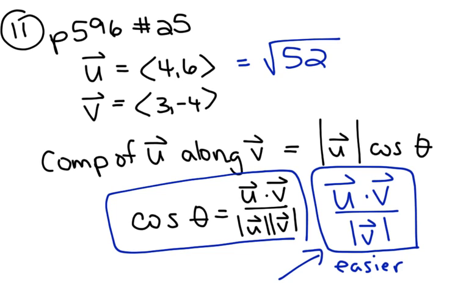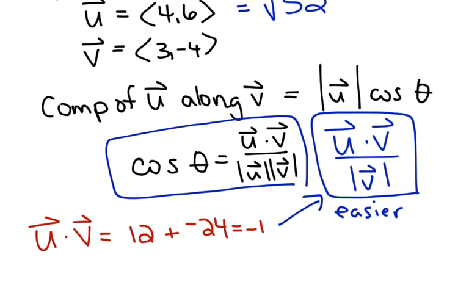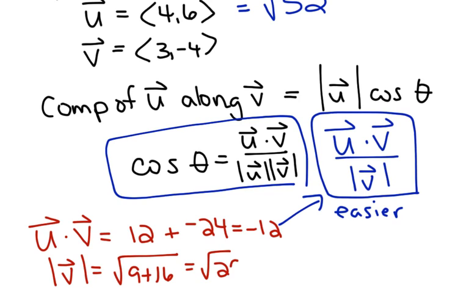It turns out that this is an easier and faster way of finding the component of u along v if you know the two vectors. First, I'll find the dot product. u dot v is going to be multiply the x's plus multiply the y's. So I find out it's -12. The magnitude of v is going to be the square root of 9 plus 16, which is 25, and the square root of 25 is 5. Well, it turns out the answer is -12/5.